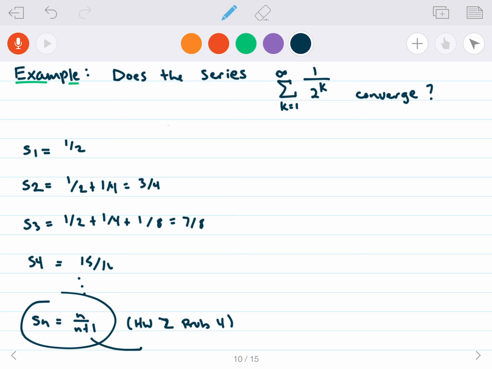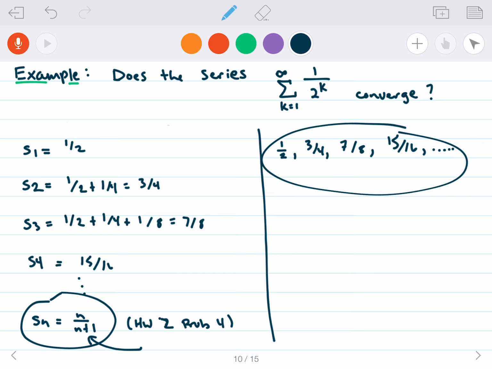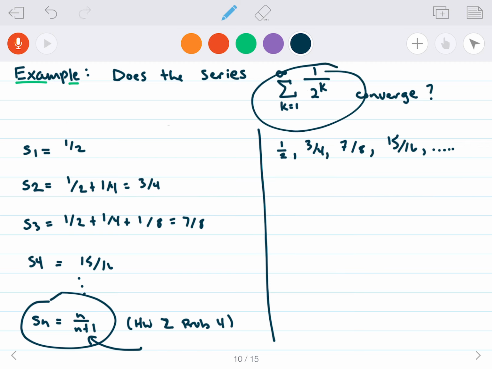I asked you guys to find the supremum and the infimum of this set and to justify it. Okay, and remember you found the supremum to be 1. So the idea here is we're looking at the sequence of partial sums. We have 1/2, 3/4, 7/8, 15 over 16, etc. Right? This is our sequence of partial sums, and if this thing converges, then so does this.